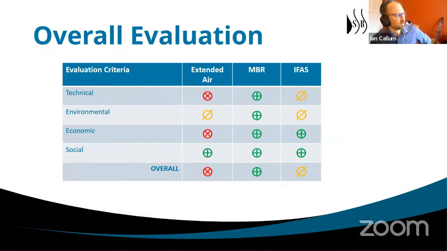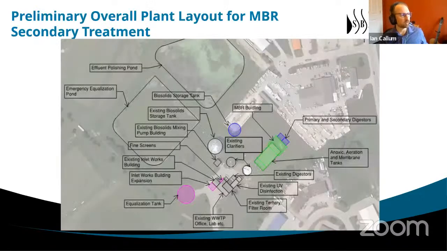So in terms of our overall evaluation for secondary treatment, you can see that MBR scored the highest in all 4 of the categories. And so therefore it was determined to be the best secondary treatment technology moving forward.